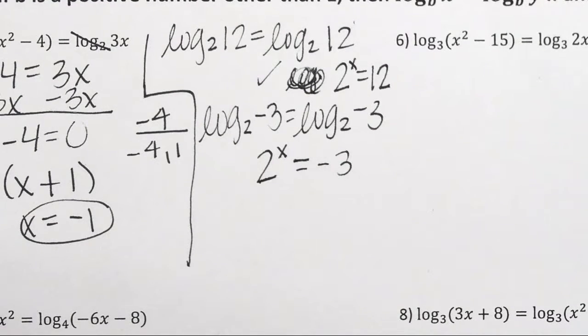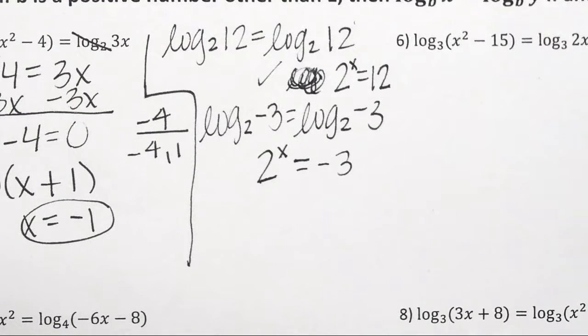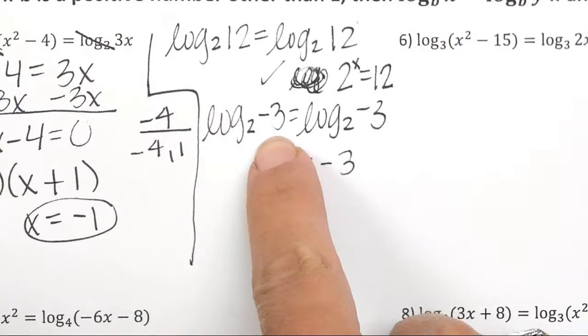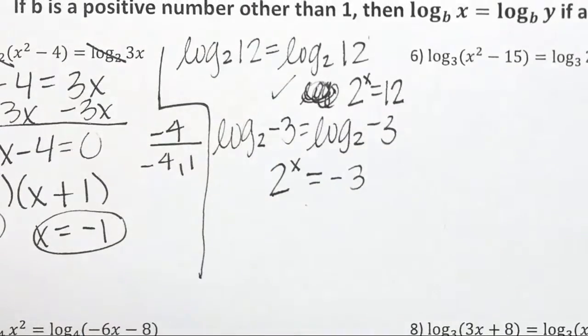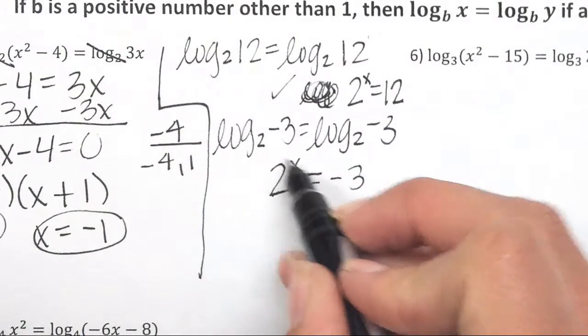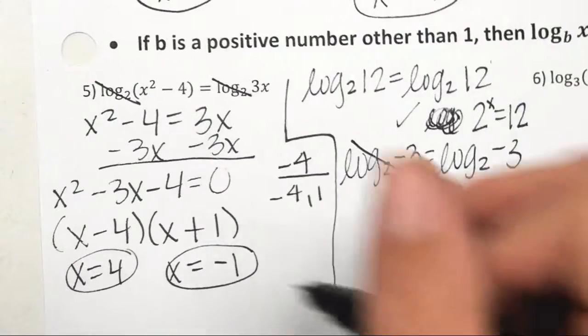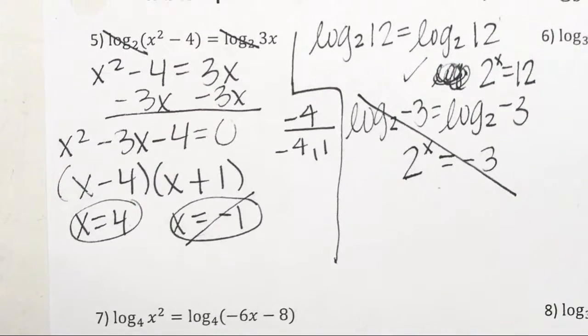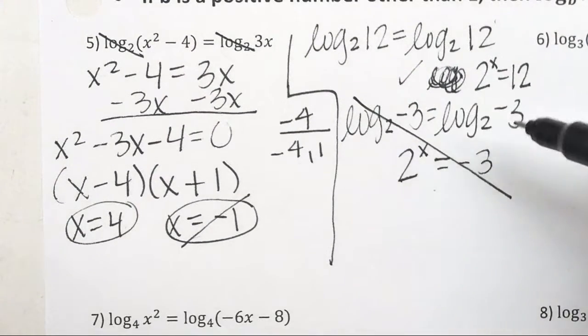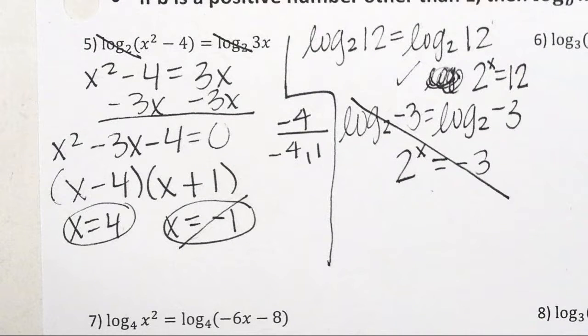So basically, anytime you plug in your answers and you get a negative number right here, it is an extraneous solution because it's not going to work. You can't raise a positive base to a power and get a negative number. So the only answer we have is not negative 1, because it didn't work, but 4. Even if the two sides are the same negative, it cannot happen if your base is positive. Does that make sense? Any questions on that one?